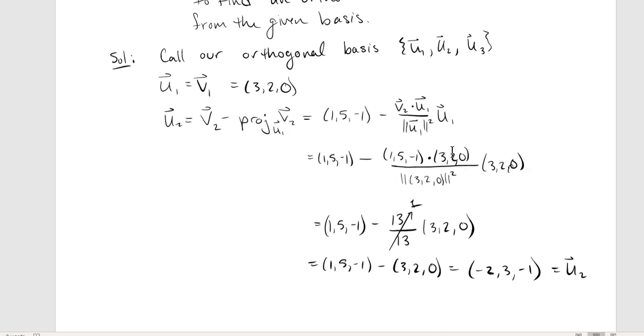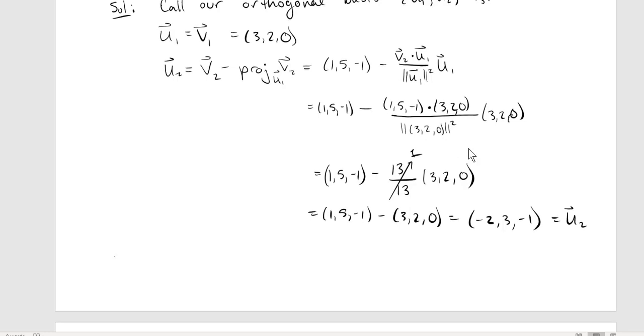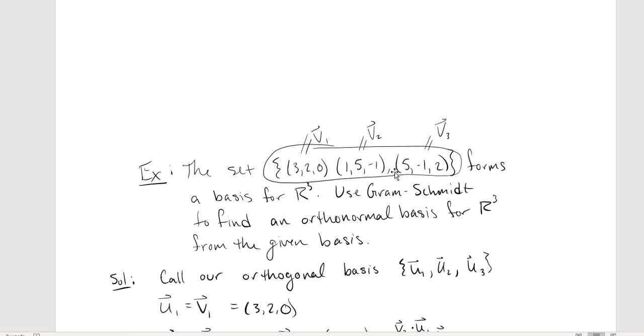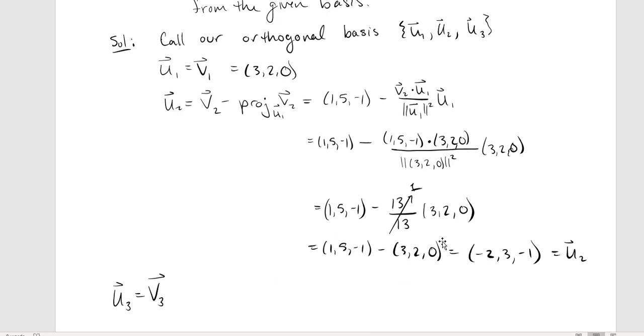Finally, u3 just says go through the same process, but now take v3, the last vector in our set here, in our given basis, 5, negative 1, 2, and subtract off how much of it sits in the direction of the previously established directions. v3 projected onto u1, and subtract off the projection of v3 onto u2. Right? You've already covered those directions. Subtract out how much of v3 is in those directions. You'll get something perpendicular to those directions.